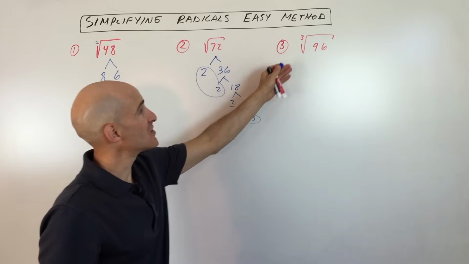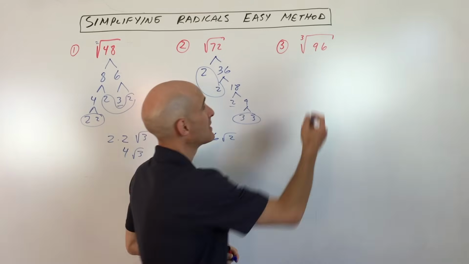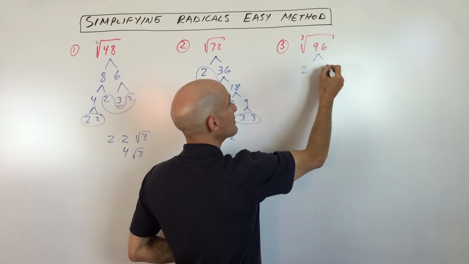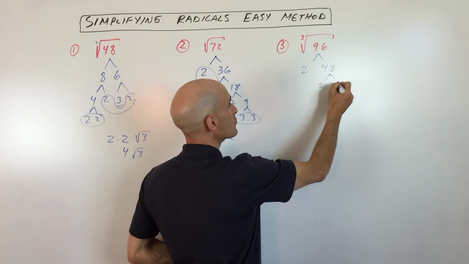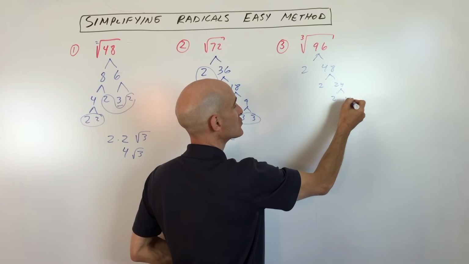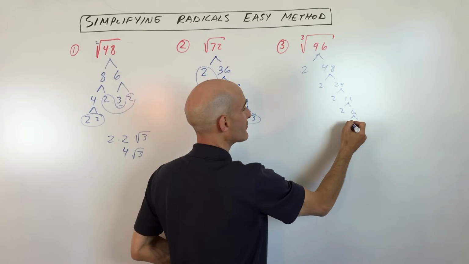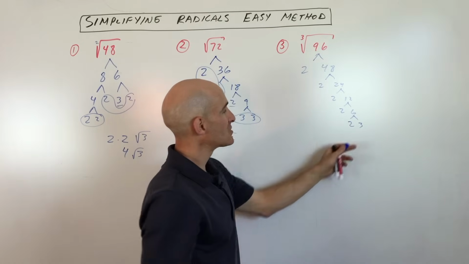Last example we're going to do is a cube root, 96. Let's break this one down. We've got 2 times 48. Half of 48 is 24. Half of 24 is 12. Half of 12 is 6. And half of 6 is 3, right? So we broke it down.